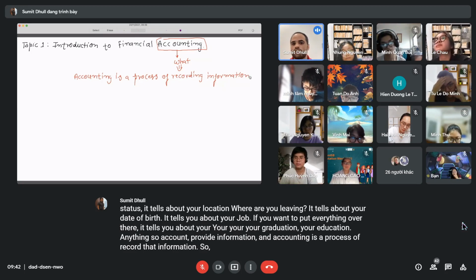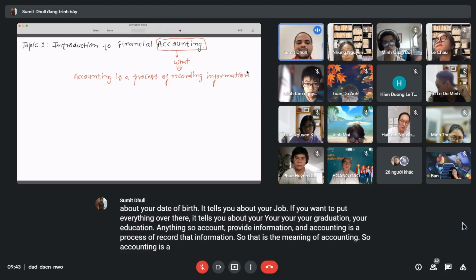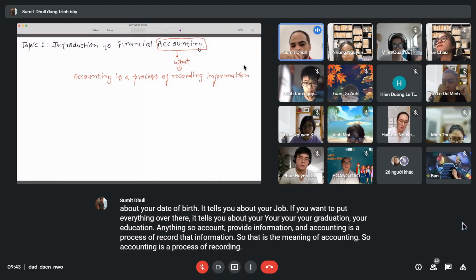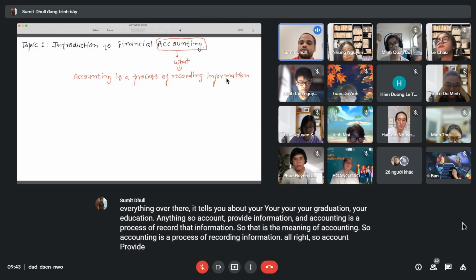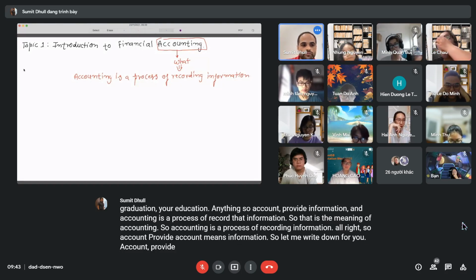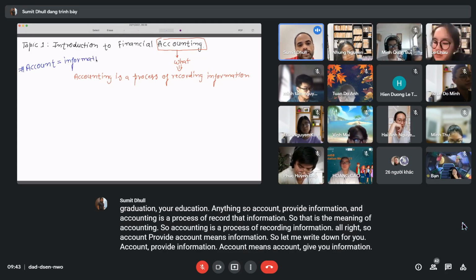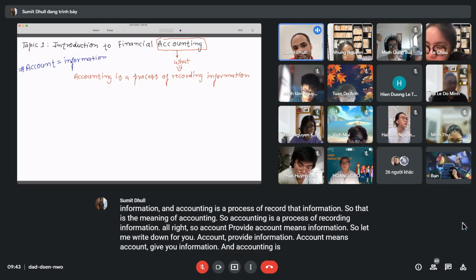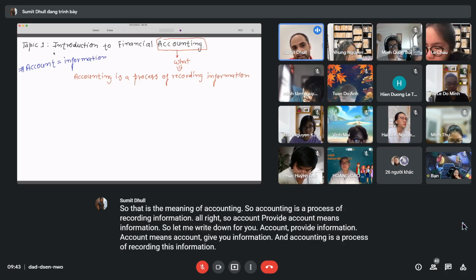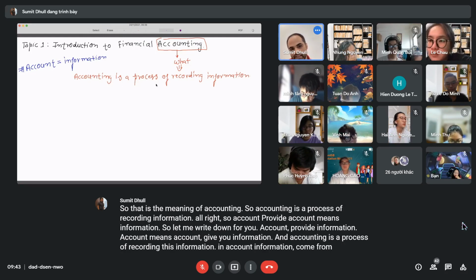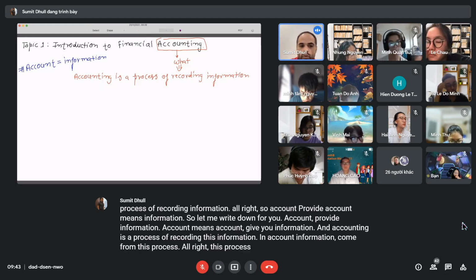So that is the meaning of accounting. Accounting is a process of recording information. Account means information, so let me write it down for you. Account provides information. Account gives you information, and accounting is a process of recording this information. In an account, information comes from this process. This process is called accounting.